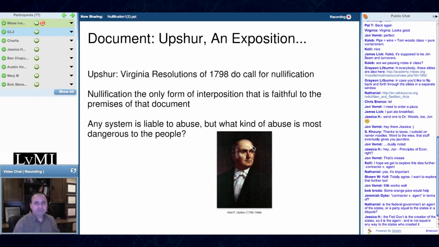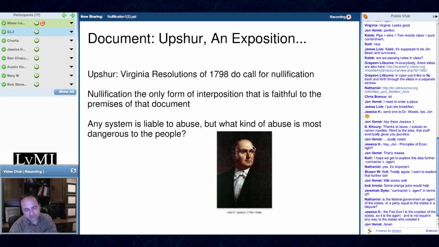But Upshur, this pamphlet here, an exposition of the Virginia resolutions of 1798, is something that I just came across completely at random. I was doing some research at the Columbia University Library, and I just happened to come across this pamphlet, and I realized the significance of what I just found, because I actually think this may be the most persuasive argument for state nullification I've ever seen. And here I am looking at it.